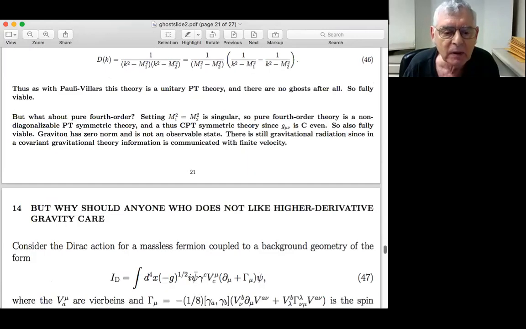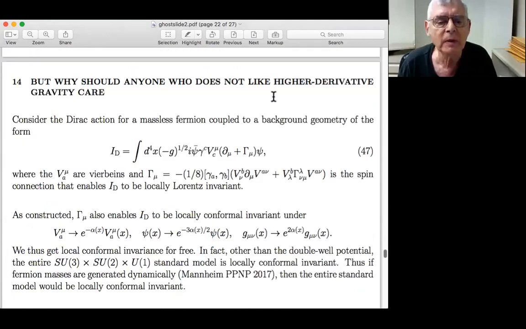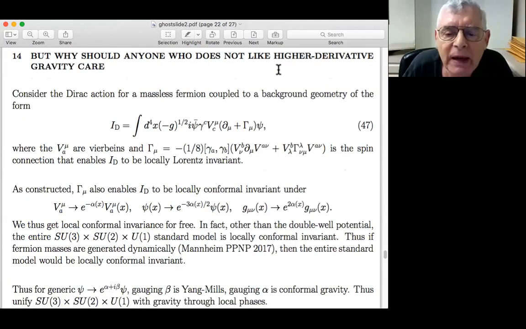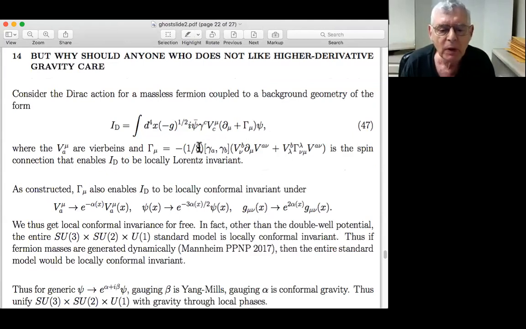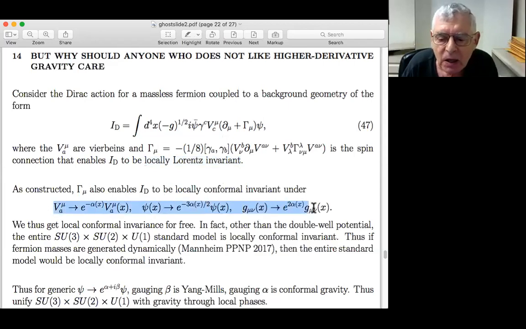So now let me conclude by asking the following question. Why should anyone ever care about higher derivative gravity to begin with? Well, let's just take the Dirac action for a massless fermion coupled to a background gravitational field, where you introduce the spin connection. It's been introduced to make the theory locally Lorentz invariant. Also, it turns out that it is locally conformal invariant. You didn't ask it to be, but it is.